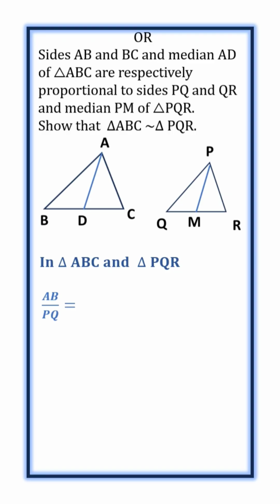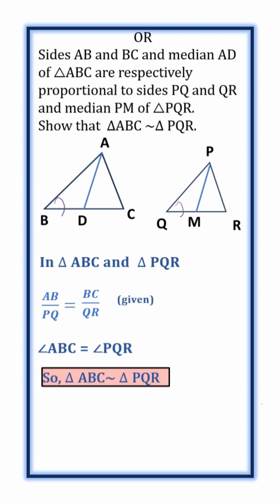Okay, let us come to this point later on. AB by PQ is equal to BC by QR, isn't it? And angle ABC is equal to angle PQR. We have just proved it, isn't it? So triangle ABC is similar to triangle PQR. Why? Here side, angle, side similarity criterion. SAS similarity criterion. Hence proved.